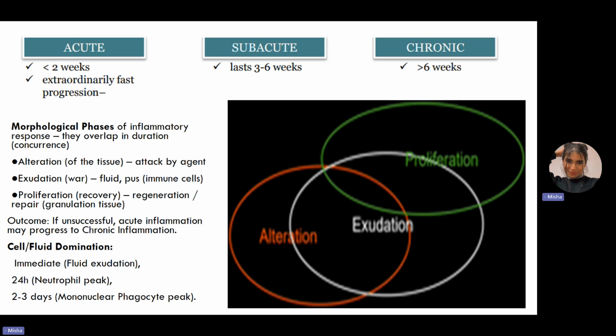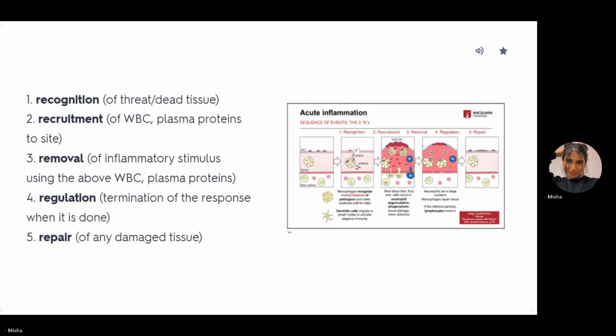And if we talk about the cell and fluid domination throughout the acute inflammation, first of all, immediately we would have fluid exudation. After 24 hours, neutrophils will start to move in or they'll peak. And then 2 to 3 days later, we would have our phagocytes come in. And that's within 2 weeks, we would have either the transition into chronic inflammation or acute inflammation would just keep going on. Now, here comes the main part.